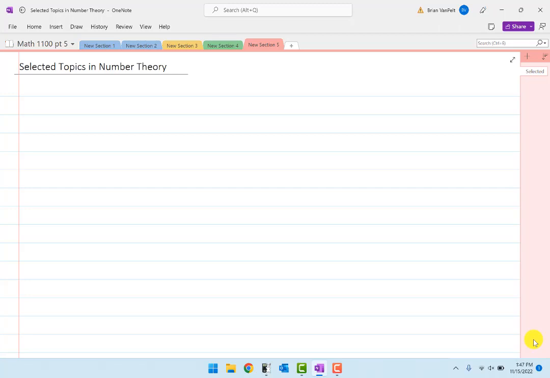In this section, we're going to jump around and do a little bit of material from number theory. Let me start with a divisor. So this is a definition.